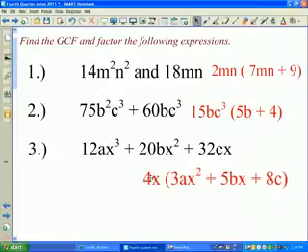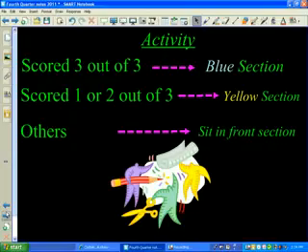So after we did this, I wanted to do a quick activity. Those that scored a 3 out of 3 off the drill, I had you do a section of problems, like 4 problems, just to reiterate and also to check on your greatest common factors and make sure your skills are up to date. Those that scored a 1 or 2 out of those 3 from the drill, they went over to the yellow section. And the other ones, I'm going to give you a little additional one-on-one instruction.